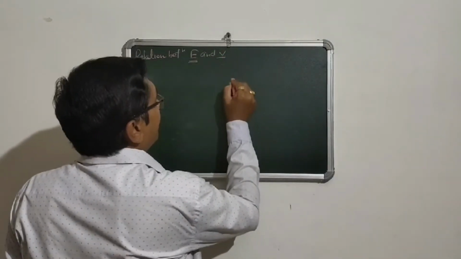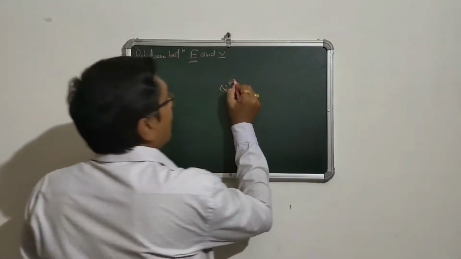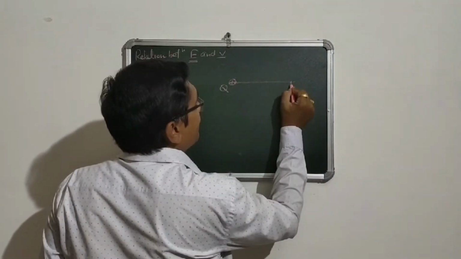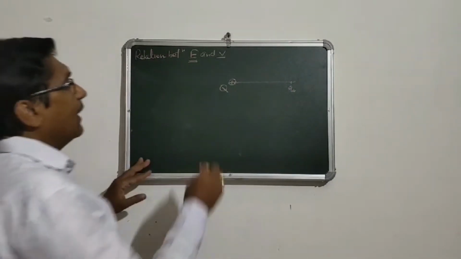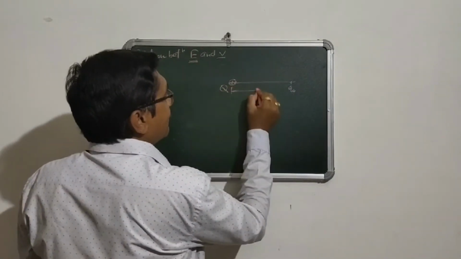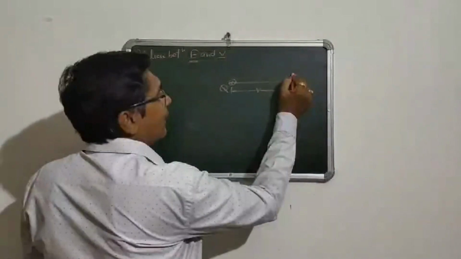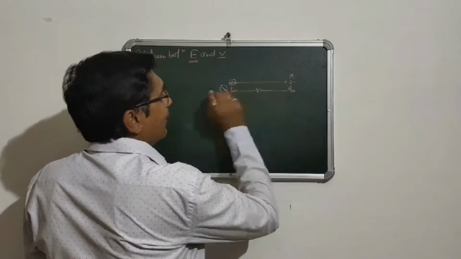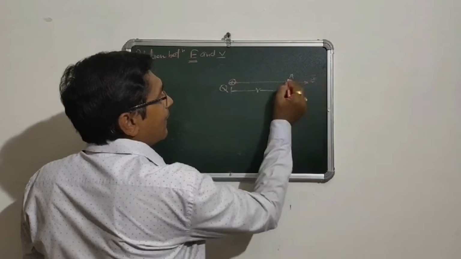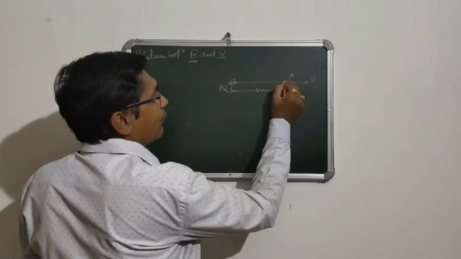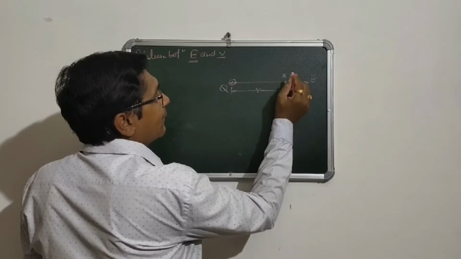Suppose we have one source charge, the magnitude of the source charge is Q, and one test charge is situated here. The separation between them is R. When we bring the test charge from point A to point B, the electric field acts in this direction, and we move the test charge from point A to point B in this direction. Suppose this displacement is dr.